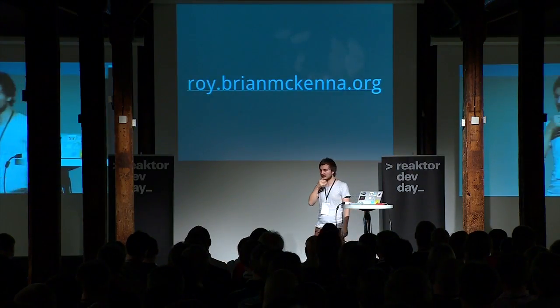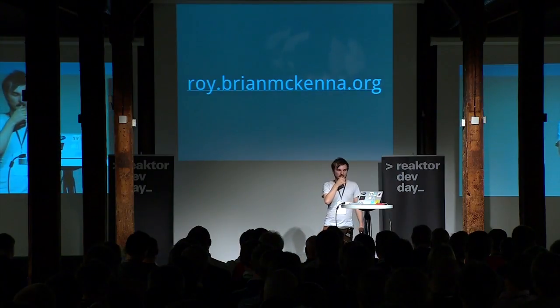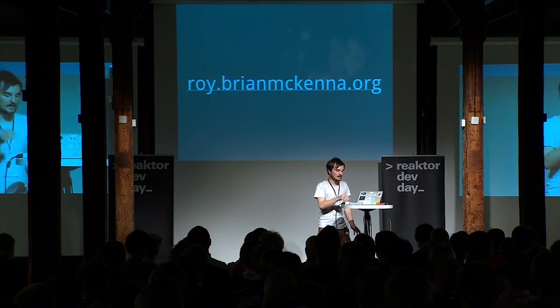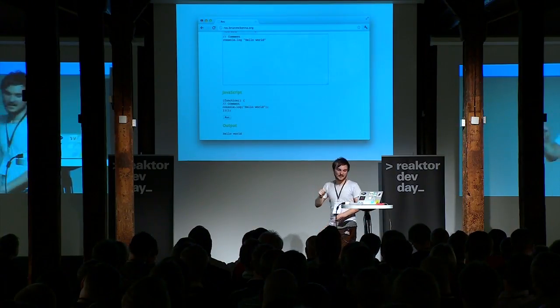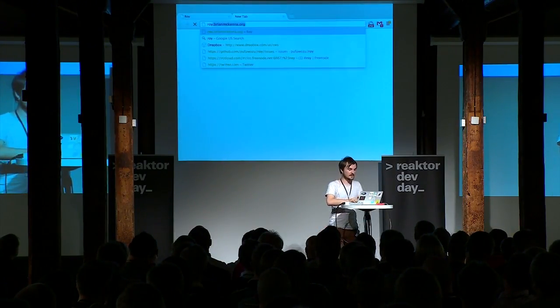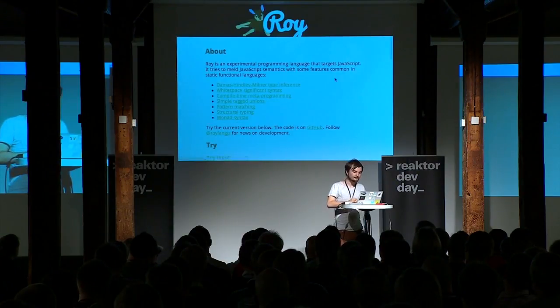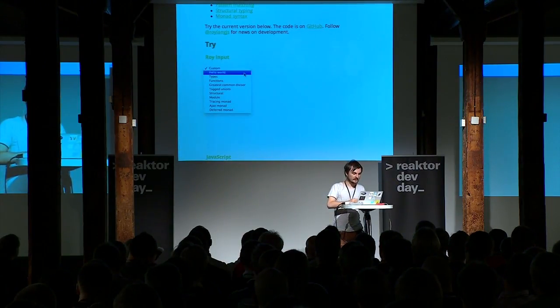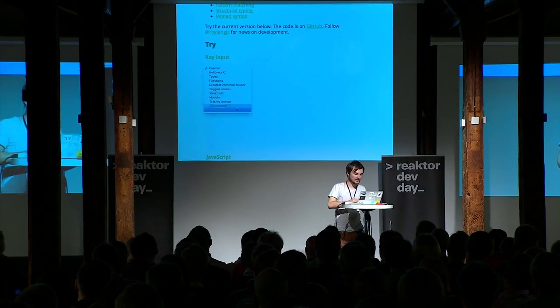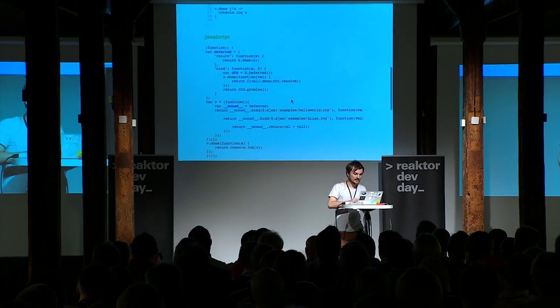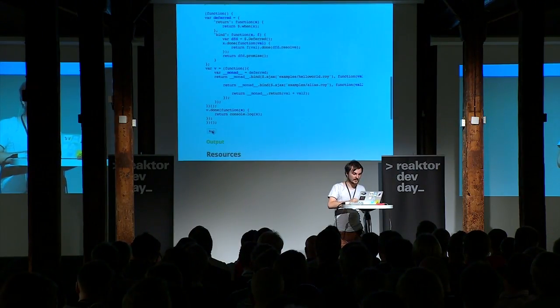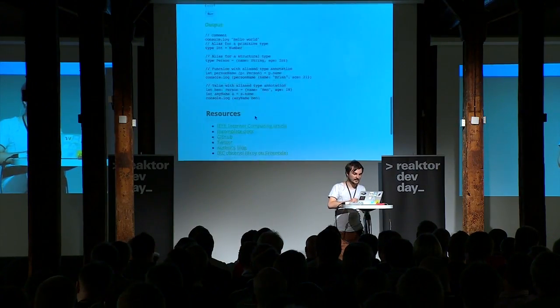So you can actually play around with Roy. On my website, I've got roy.brianmckenna.org. It gives you a little thing like this. I'll show you how it works. So we go to roy.brianmckenna.org. We get given a couple of different example codes. So let's go look at the deferred monad. There we go. It automatically compiles it for us, and we can run it. And there we go, get the output.